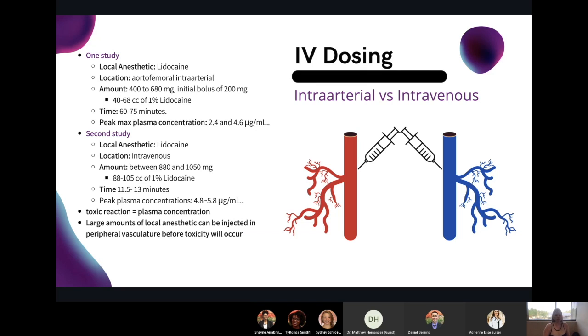However, we do see that relatively large amounts of local anesthetics can be injected intraarterially and intravenously with minimal side effects. 40 to 68 cc's of 1% lidocaine intraarterially and 88 to 105 cc's of 1% lidocaine intravenously over the designated time periods. Remember, these injections were made in the periphery, and the proximity to the brain or the heart may affect the amount of local anesthetic that can be used before toxicity occurs.